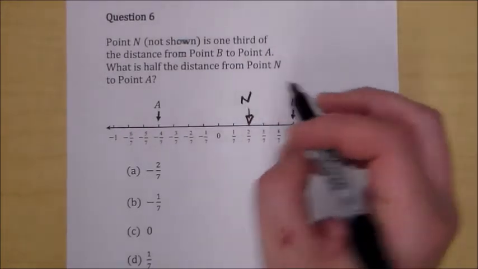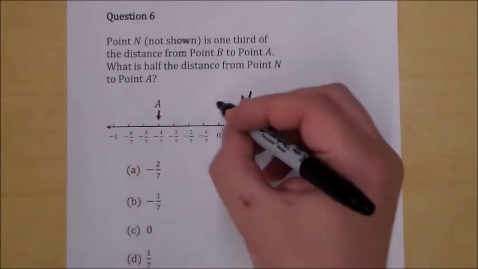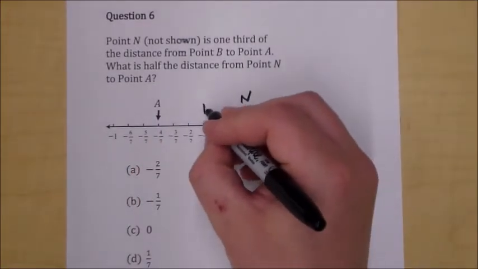That is point N. What is half the distance from point N to point A? Okay, so we got 6. We're going 3. 1, 2, 3. There we go.